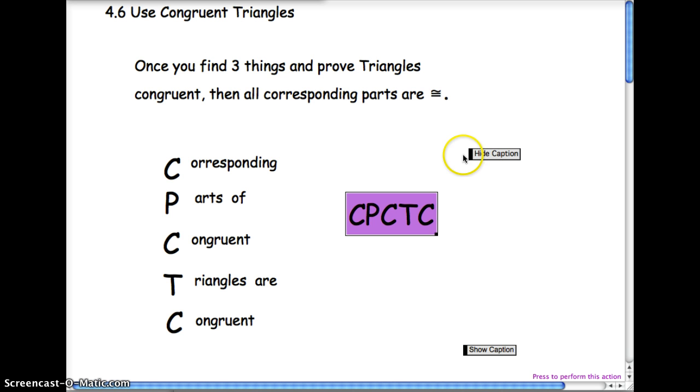So that's what we're looking at. So when you do a proof and you've proven a triangle to be congruent, once you prove that triangle to be congruent, you can say, hey, this part now is congruent to this part because of CPCTC. Okay? Pretty simple. Everybody have that? Okay.